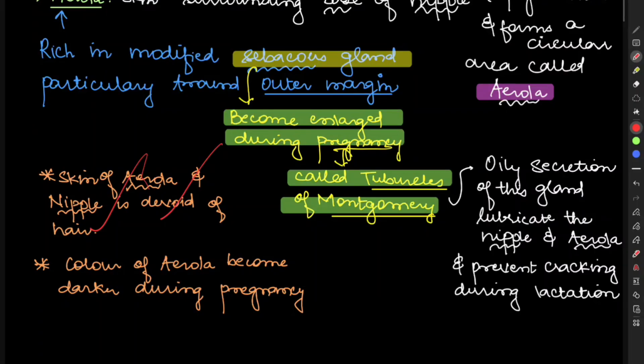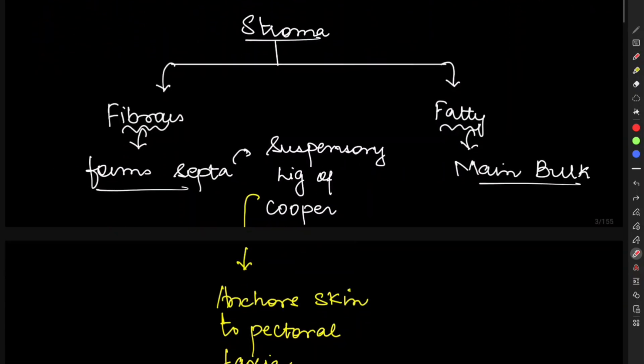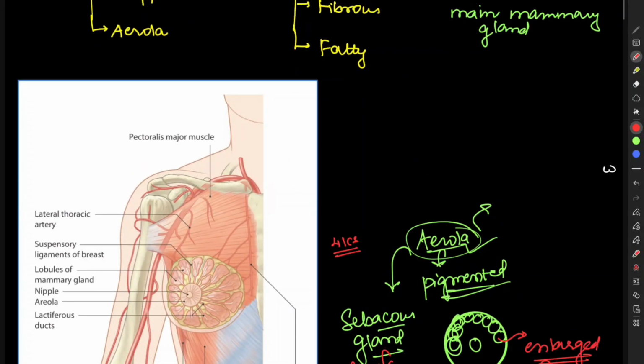Skin of the areola and the nipple is devoid of hair. The color of the areola becomes darker during pregnancy. Talking about the stroma of the breast, the stroma basically forms a fibrous network, a framework of the gland. Stroma forms the framework of the gland.